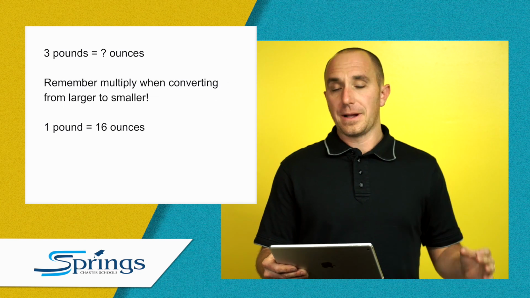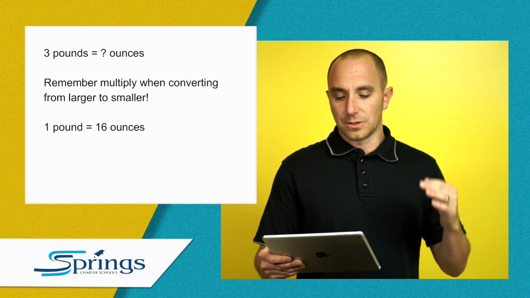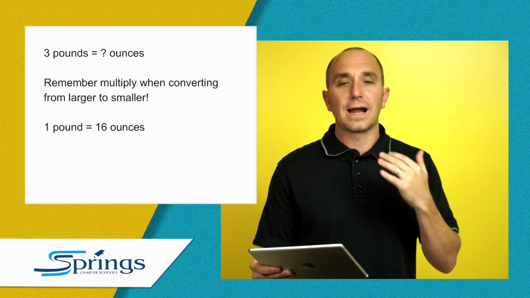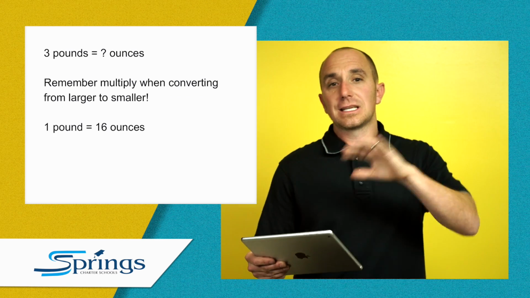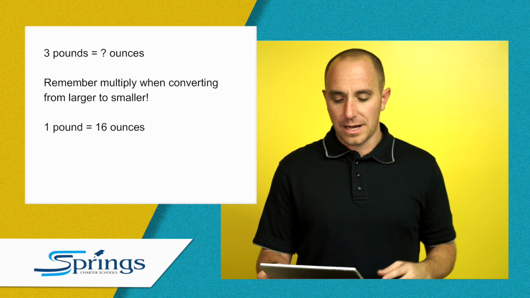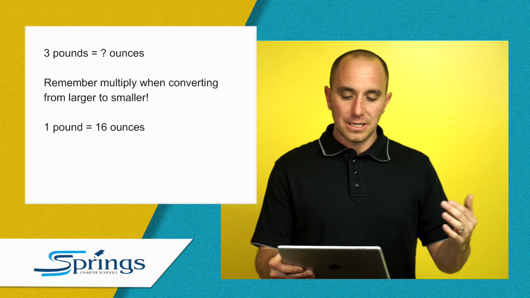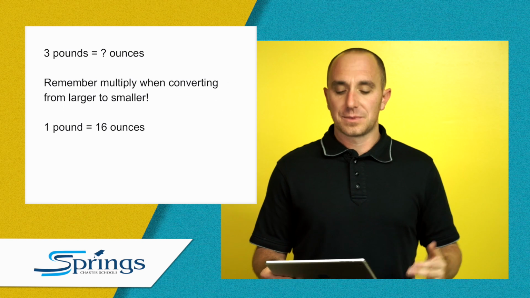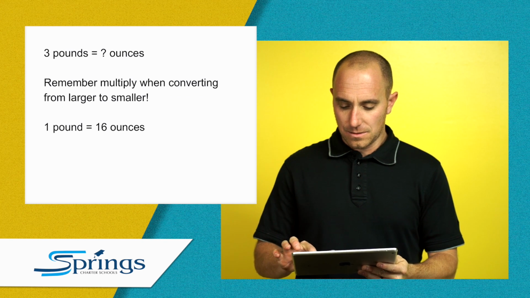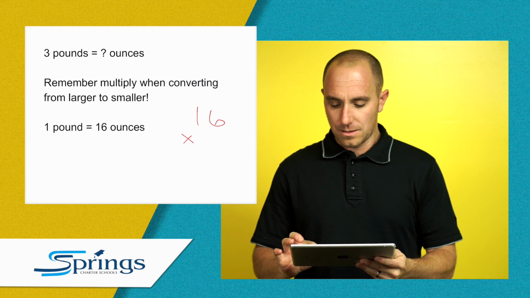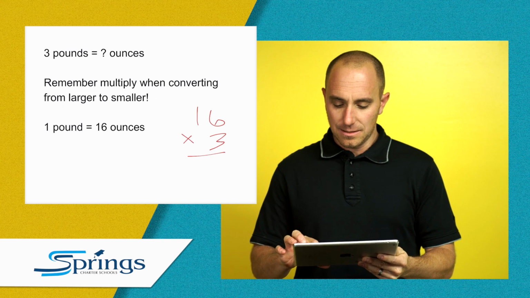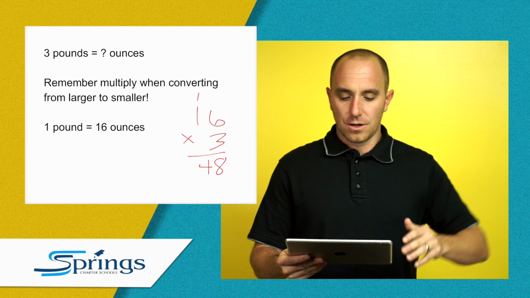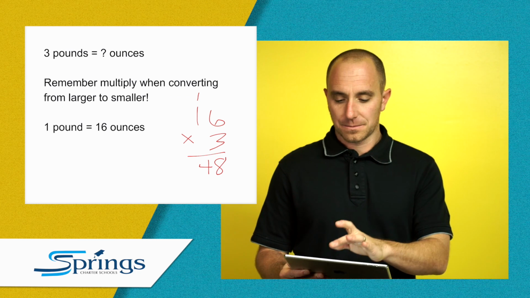All right, now let's talk about 3 pounds is equal to how many ounces? Okay, so again, remember, when you're converting from a larger unit to a smaller unit, you're going to multiply. You're going to have more ounces than you have pounds because there's a bunch of ounces in a pound. There's 16 ounces in 1 pound. So if you're thinking, well, 3 and I have to multiply, I'm basically saying 3 times 16. Let's just do it. So we have 16. I'm going to multiply that by 3. 3 times 6 is 18. Put an 8 down, carry the 1 up. 3 times 1 is 3, plus 1 is 4. So we have 48 ounces in 3 pounds.